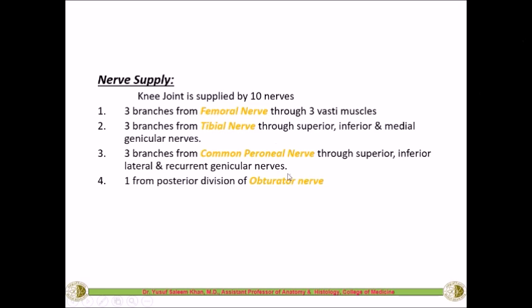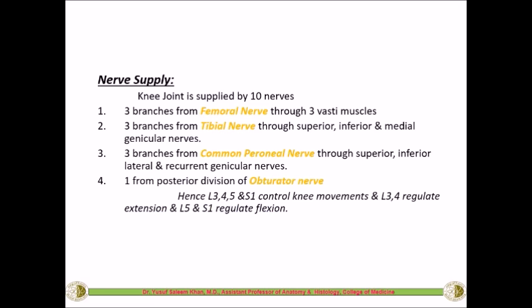So actually, because of the femoral nerve and the obturator nerve, these 2 nerves which supply both the hip joint and the knee joint, you can feel the referred pain. Okay, so these are the 10 nerves which supply the knee joint: 3 branches from the femoral nerve, 3 branches from the tibial nerve, 3 branches from the common peroneal nerve, and 1 branch from the obturator nerve. All these nerves will be supplying the knee joint. So it is richly vascular as well as richly supplied by the nerves.